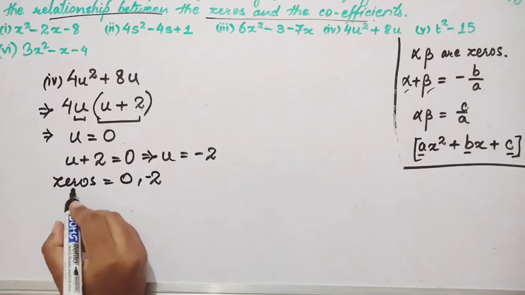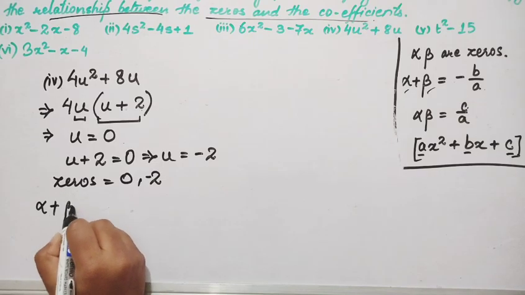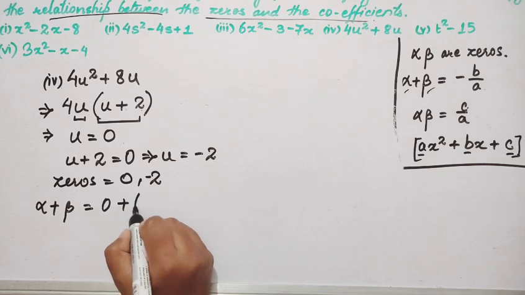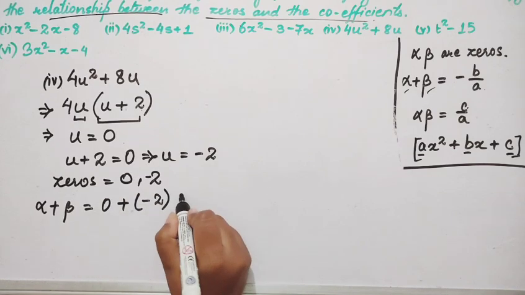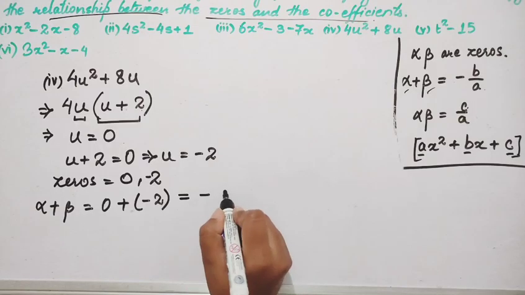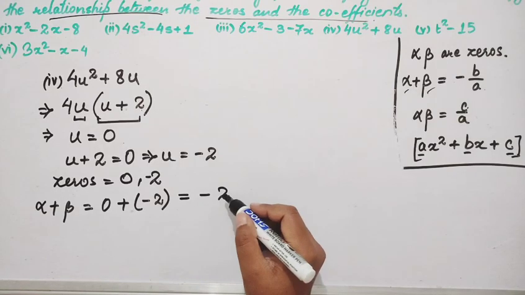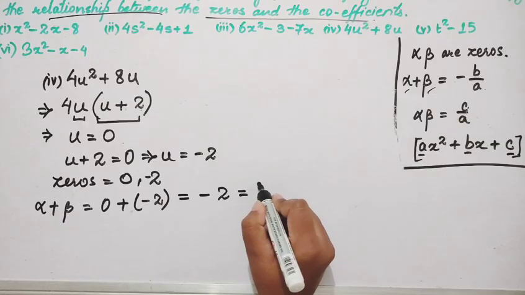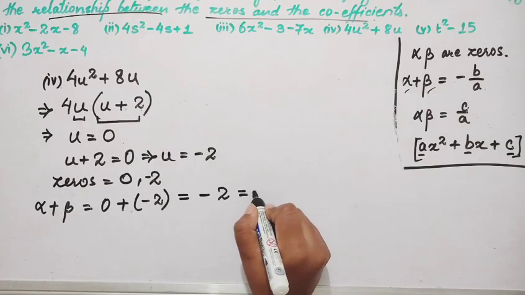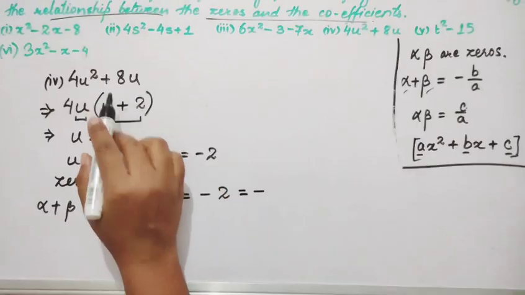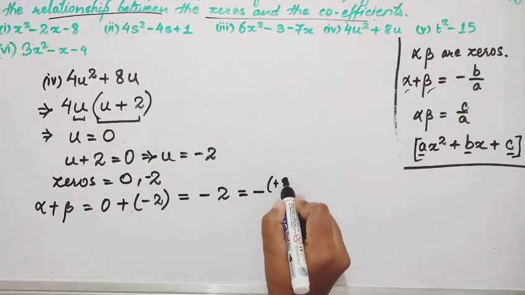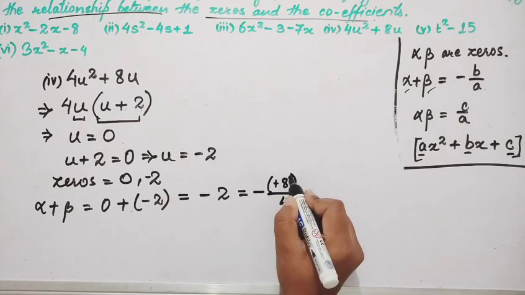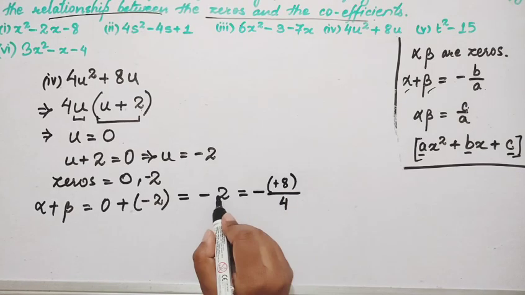Minus 2. Now we will verify: alpha plus beta equals minus b by a. Alpha is 0 and beta is minus 2, so this will give us minus 2. When you convert it into the form of your question, we already have minus, and b over here is plus 8 and a is 4. So 4 into 1 is 4, 4 into 2 is 8. So ultimately it will lead us to minus 2.